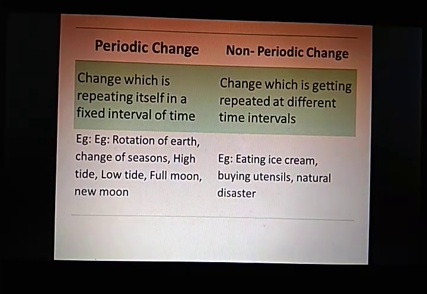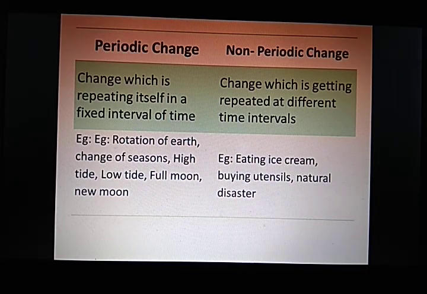Next we have periodic and non-periodic change. What is that? Periodic change is the change which repeats itself in a fixed interval of time, and non-periodic is the change which gets repeated at a different interval of time. That means it does not repeat in a fixed interval of time.